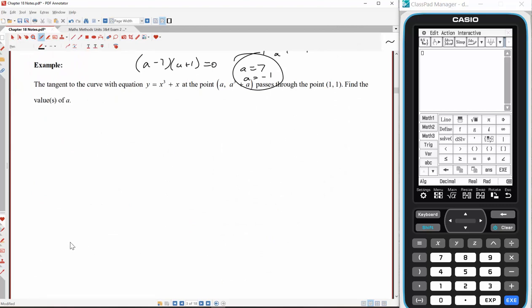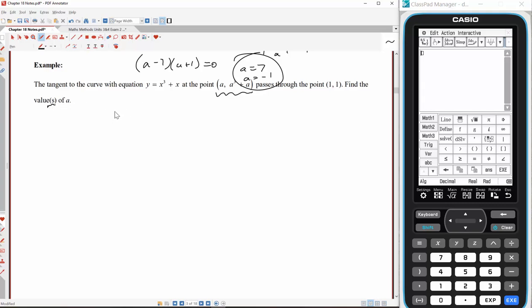All right, similar problem here. The tangent to the curve with the equation y equals x cubed plus x at the point here passes through this point. So they've actually given us the point here, rather than us having to sub p or a into the function itself. So find the values of a. We don't need to actually find the coordinates, just the values of a. Note that it's value or values.